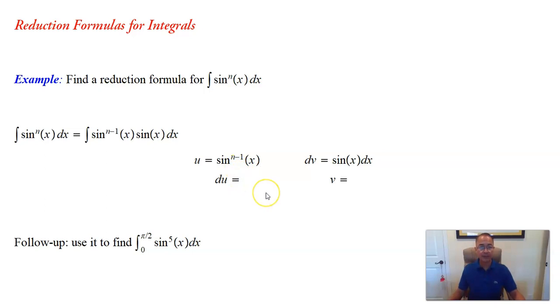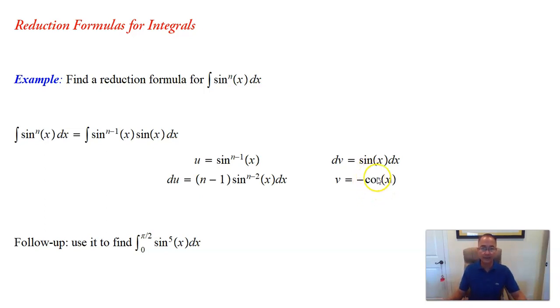So our du, power rule combined with the chain rule, the n minus 1 goes down. And then we decrease the power by 1. So we now get sine to the n minus 2 of x dx as usual. If dv is sine of x dx, then v should be negative cosine of x. Yes, the derivative of cosine is negative sine. We'll cancel the minus sign to produce just sine of x.